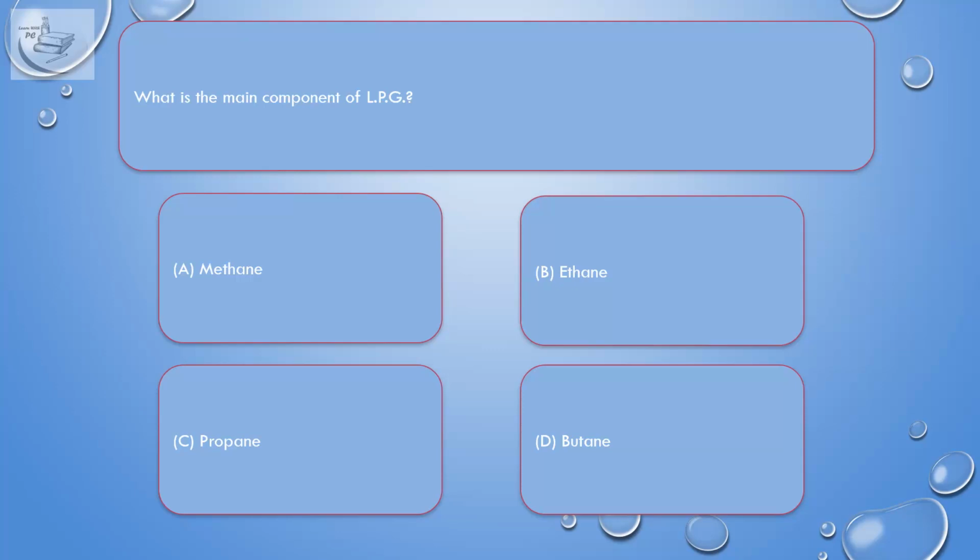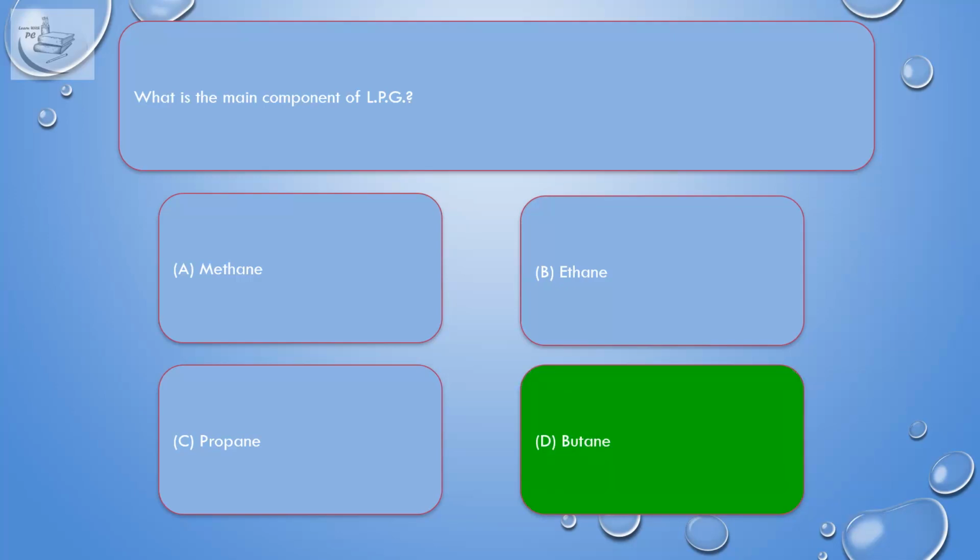Question: What is the main component of LPG? A. Methane, B. Ethane, C. Propane, D. Butane. Correct answer is D. Butane.